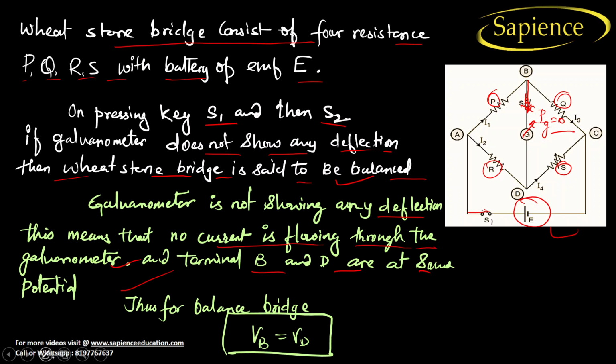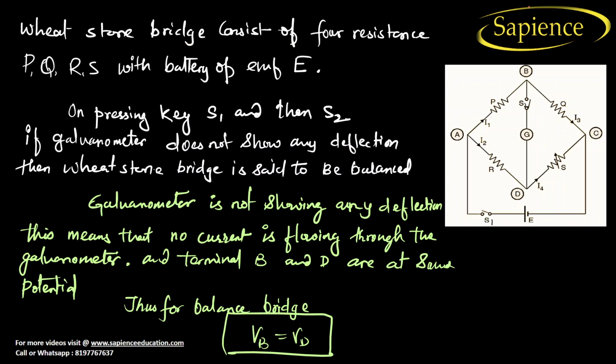See, this is your B, this is your D. So if the potential, for example, is 5 volt here and this potential is also 5, both have the same potential. So what will happen? If there is the same potential, no current will flow because current will only flow if there is a difference in potential.